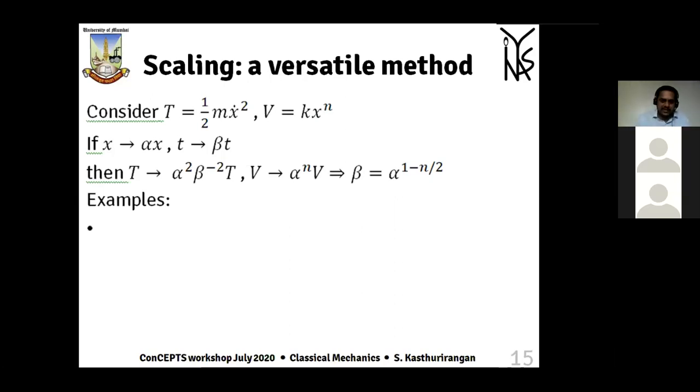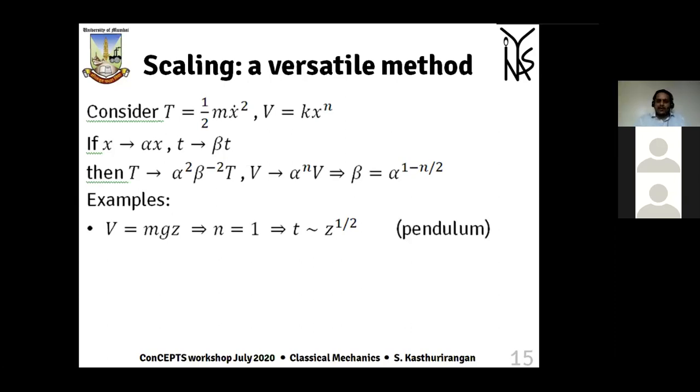Let me give you a few examples. Consider the potential energy is equal to mgz. The normal gravity, constant gravity field, height dependence. The power of z in the potential energy, n is equal to 1. This gives you the relation that time scale and distance scale will be related as t goes as z to the power 1 by 2. How? Because t is scaled according to beta and z is scaled according to alpha, but beta is nothing but alpha to the power 1 minus n by 2. If you substitute n as 1, you get 1 minus 1 by 2, which is half.